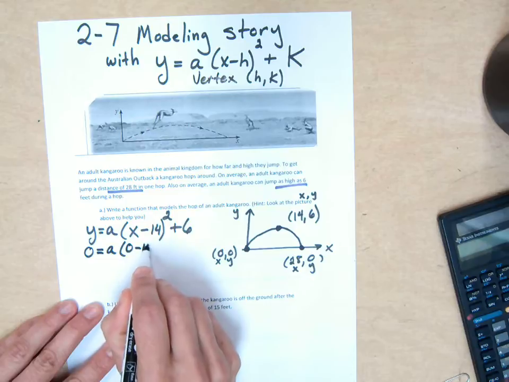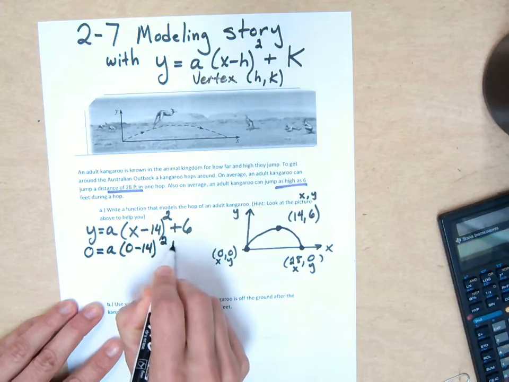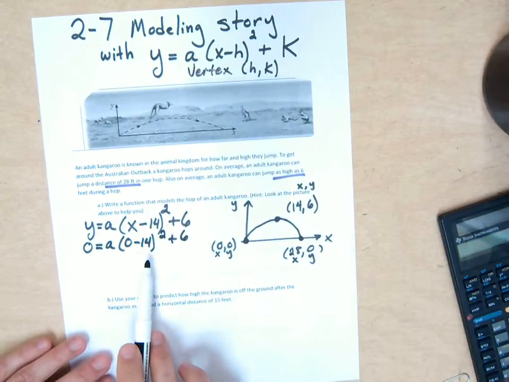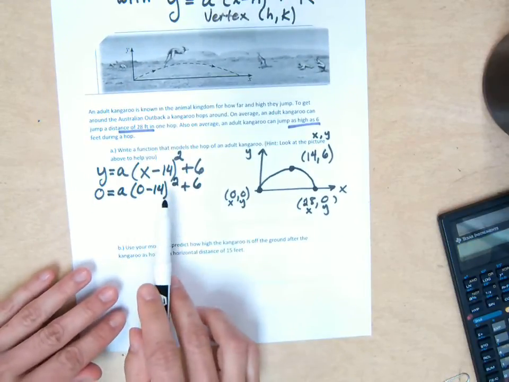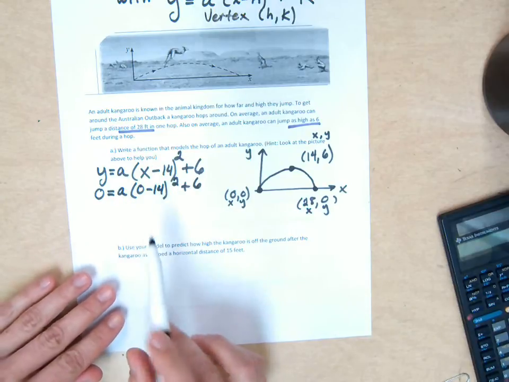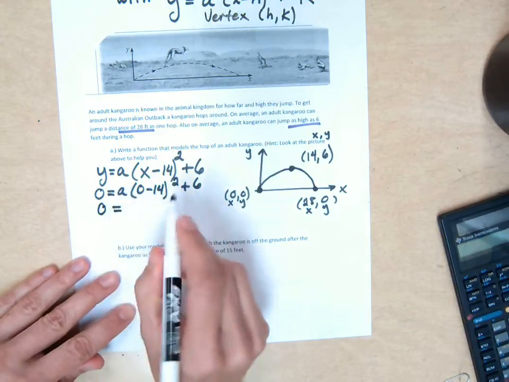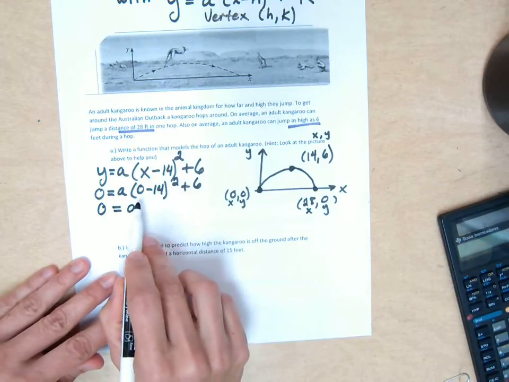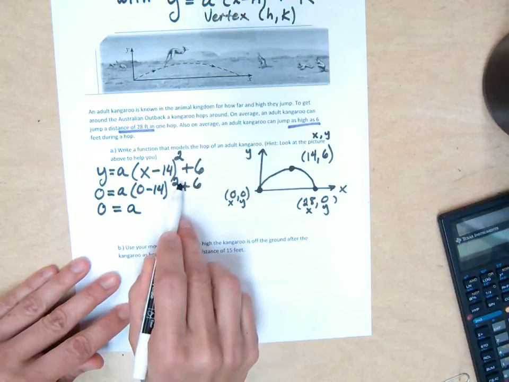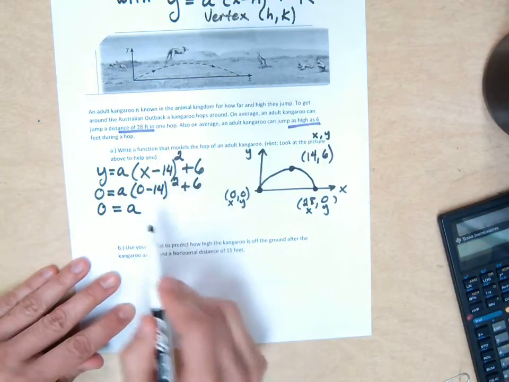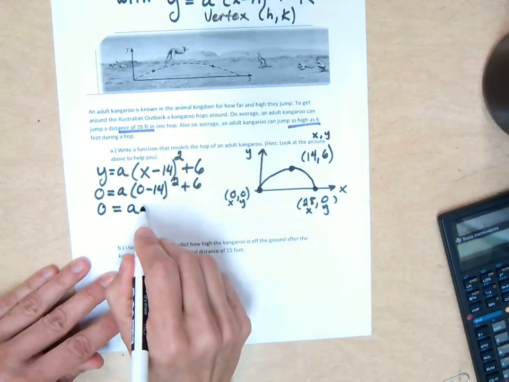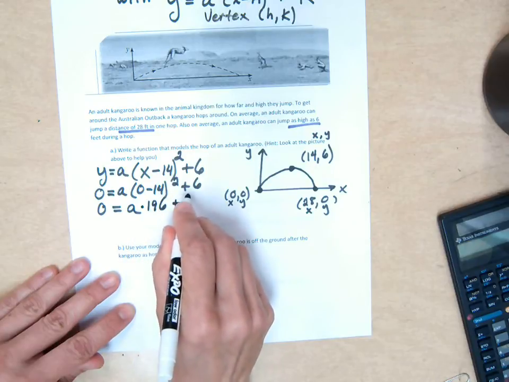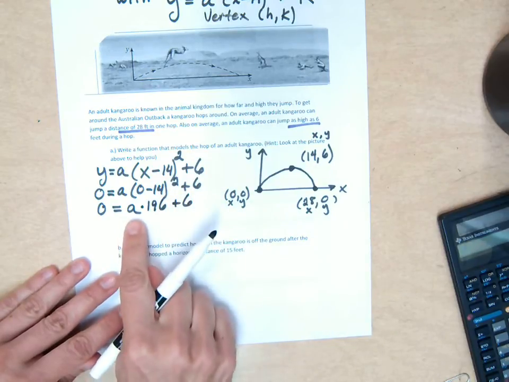So here we go. 0 equals A times 0 minus 14 quantity squared plus 6. All the hard work's done, but you have to carefully use order of operations here to solve this. So be careful in solving for A. Let's do that together. 0 minus 14, you do what's inside the parentheses. What is 0 minus 14? Negative 14, and then you square negative 14, which you might do on your calculator. Good, so it's 196.